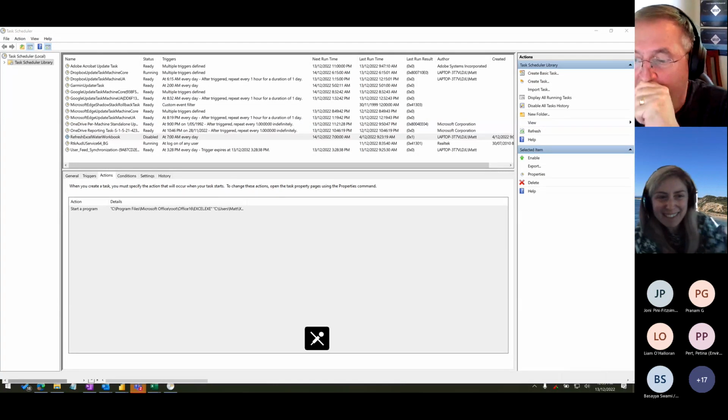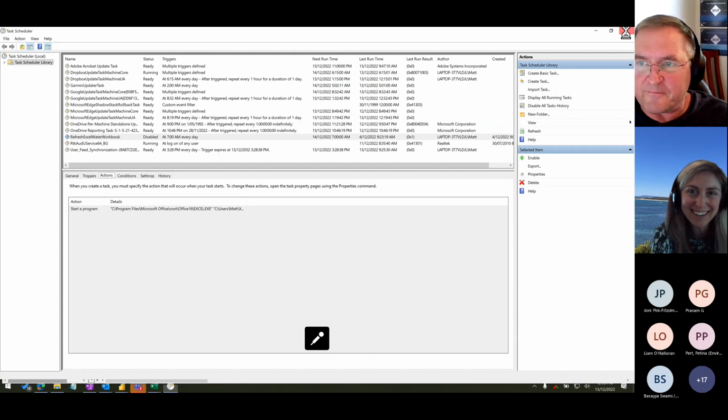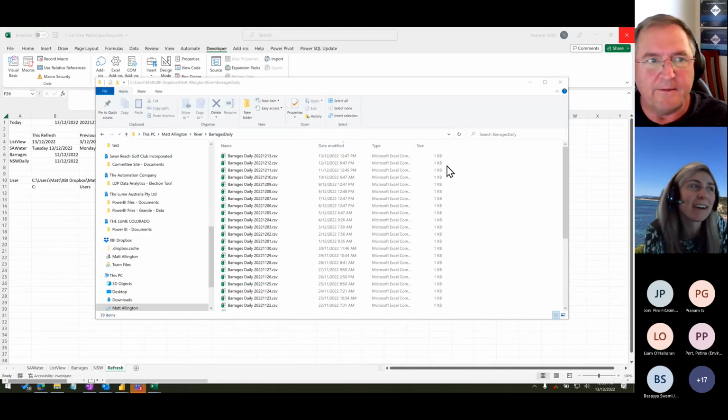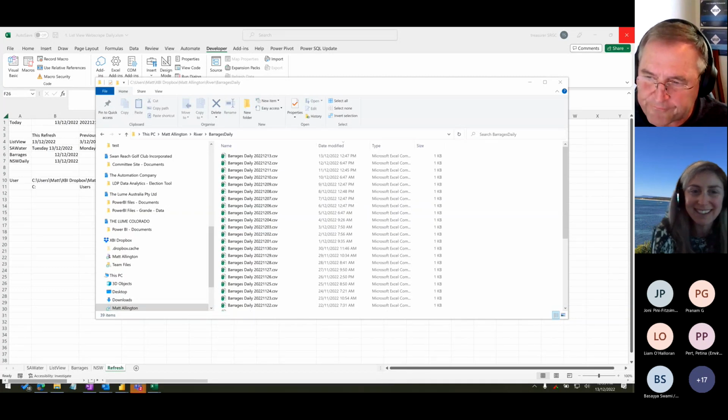Oh, cool. I've never seen this type of workflow in Excel before. My question was going to be, can you automate it? Do you have to manually open it up and click a button? But that's really cool. So you just need a computer to be on.